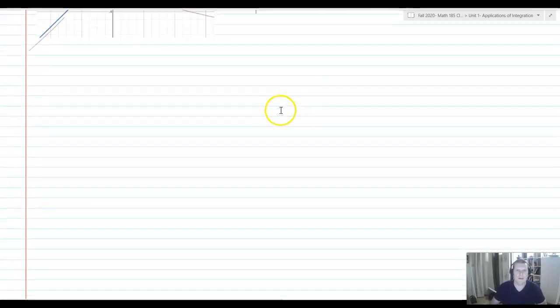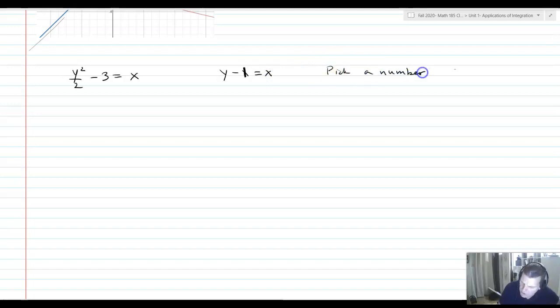Okay. So what I'm going to do now is look at my two functions. The first one, y squared over 2 minus 3 equals x, and y minus 1 equals x. I'll pick a number between -2 and 4, so in our bounds. In this case, I'm going to let y equal 0. Now notice this is a function of y, so I'm going to let y equal 0.